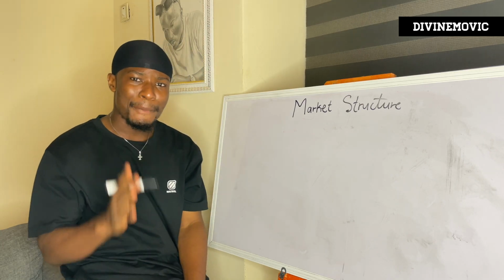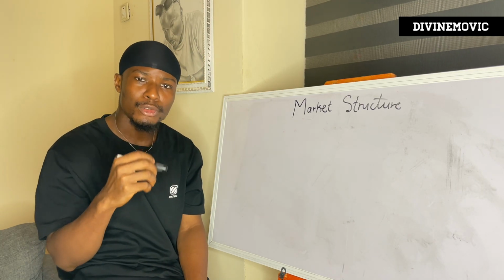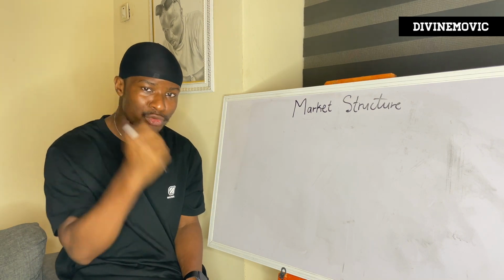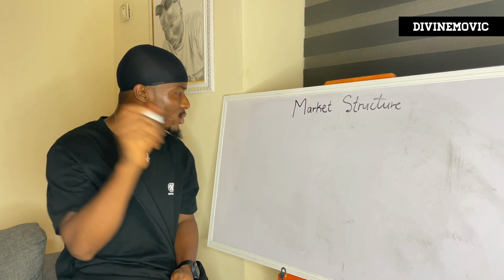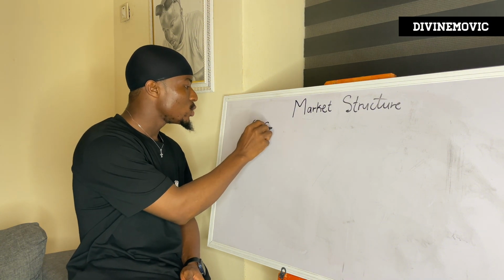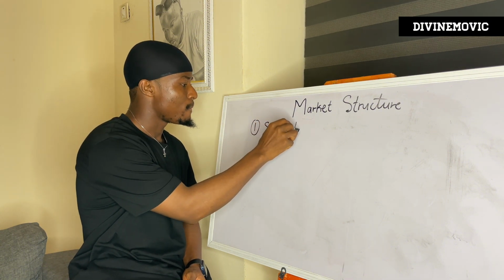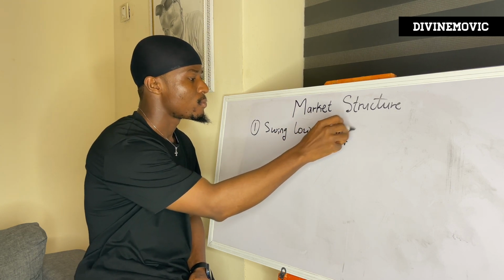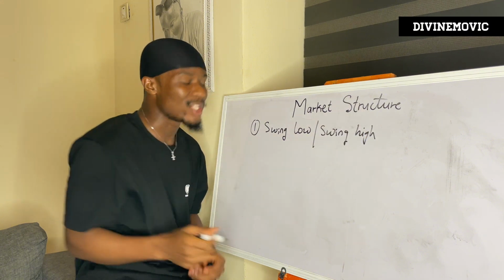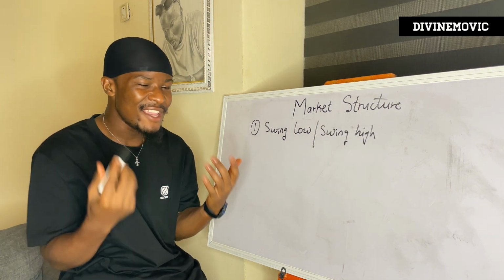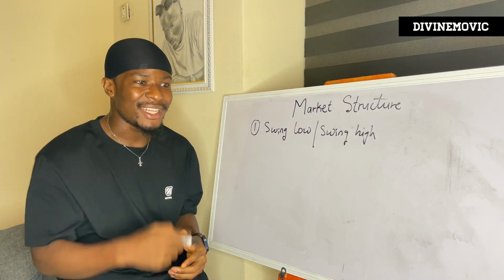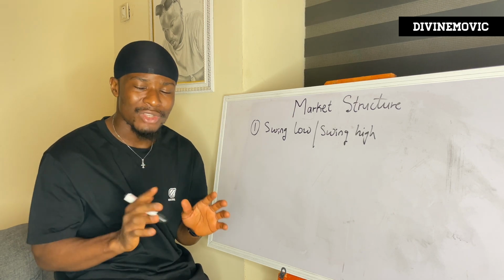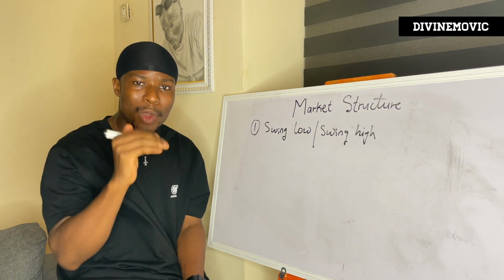For you to be able to identify market structure from a resistance key level to a support key level, you simply need to understand 4 things that I'm going to explain to you in this video. The first one is simply referred to as swing low and swing high. Now, this swing low and swing high can appear in different forms. If the price is bullish, it's going to appear in higher highs and higher lows. But if the price is bearish, it's simply going to appear in lower highs and lower lows.